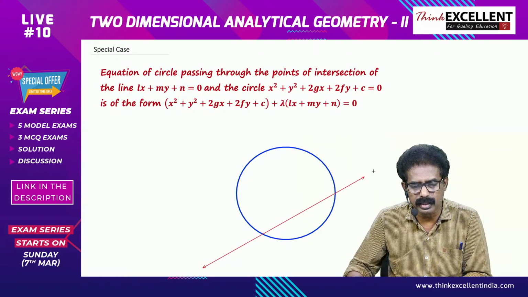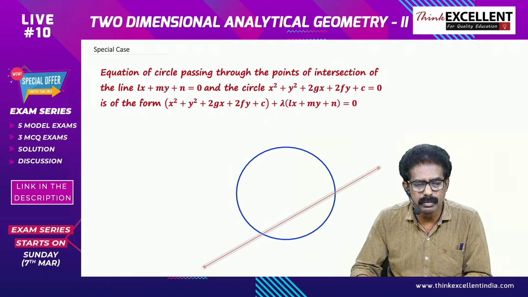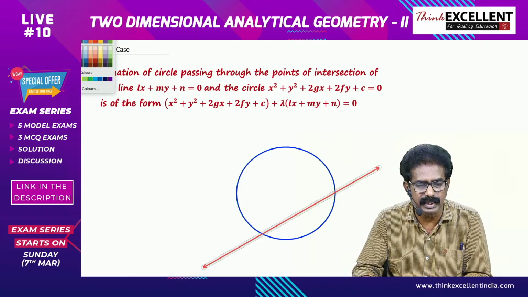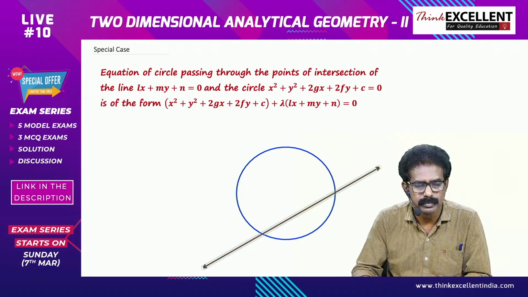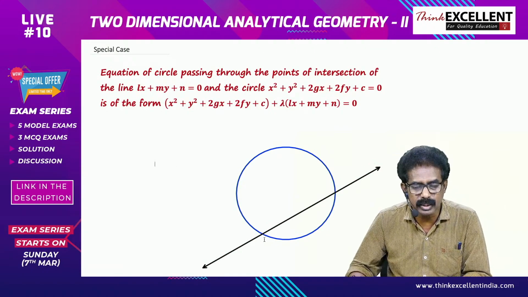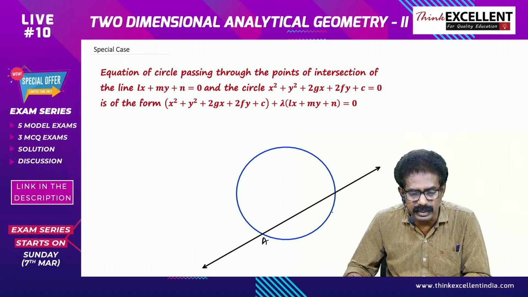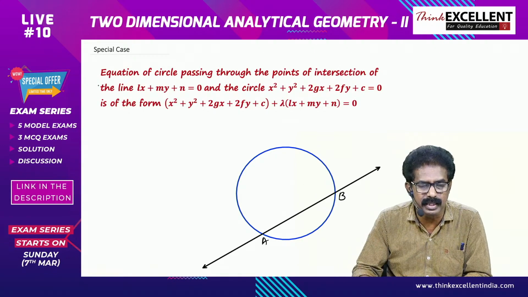I am drawing a line. These two intersect, the line and the circle both intersect. They intersect at two points, say at A and B. Now please listen very carefully.